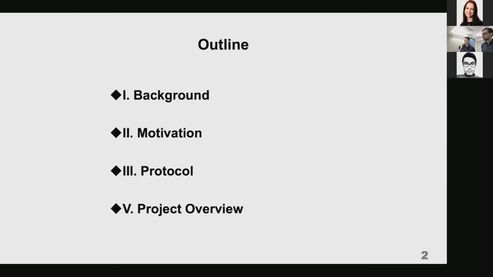So here is the outline of this presentation. First, I will share with you the background, what kind of research inspires us to do this project. And then Max will share with you our motivation, why we do this project, and how we're gonna do this project.